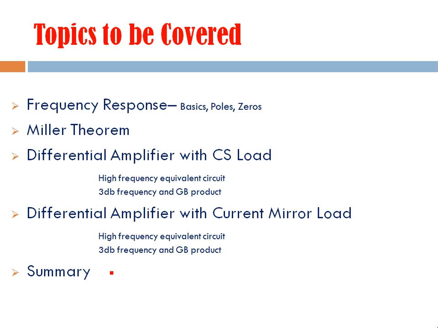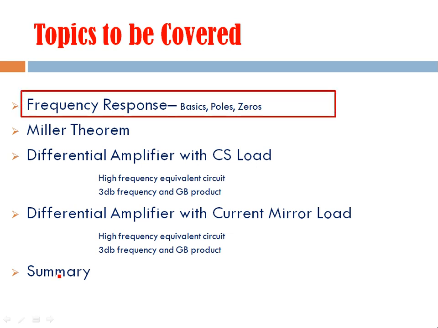After that we will use these theories to find out the frequency response of differential amplifier with current source as a load. For this, first we will draw the high frequency equivalent circuit of this particular configuration of amplifier. We will find out its 3 decibel frequency and gain bandwidth product, and then we will repeat all this analysis for differential amplifiers with current mirrored load, and at the end we will summarize our discussion.